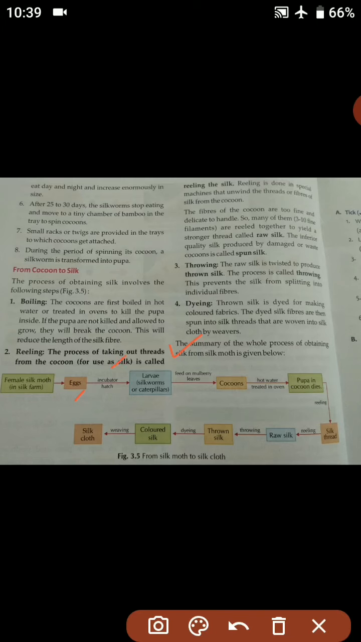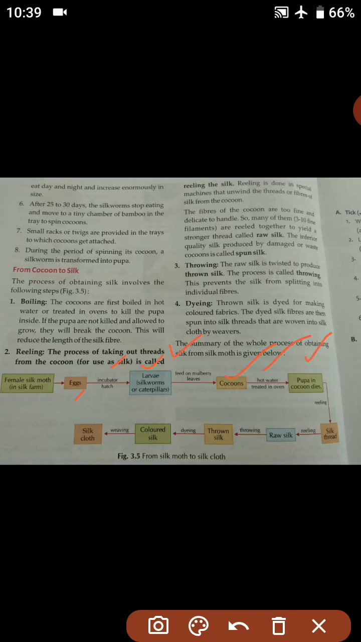After the production of larvae, they are nothing but silkworms or caterpillars. So students, the larvae then feed on mulberry leaves for about 25 to 30 days, after which they start spinning the cocoons. The cocoons are then placed in hot water or the oven, after which the pupa dies.